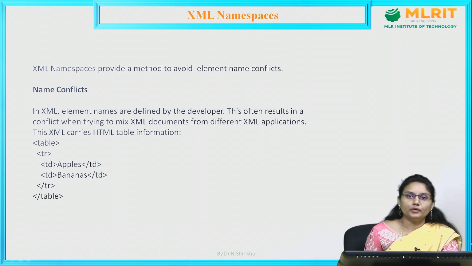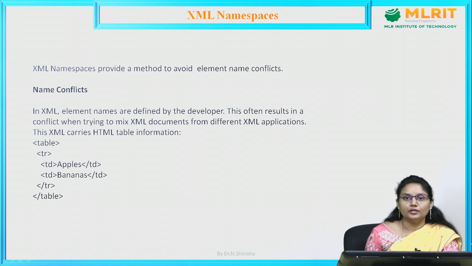Suppose you have a person named Rahul, and you have a second person also named Rahul. Then when I call Rahul, it creates an ambiguity about which Rahul I am calling. So to avoid that ambiguity in our XML, we are going to use namespaces.